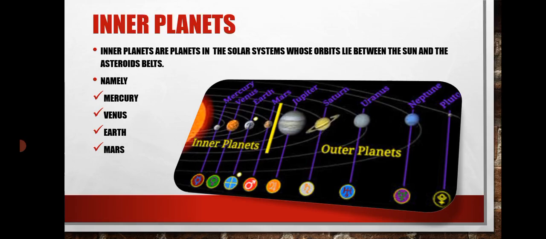So the inner planets, always we talk about inner planets. We are saying that there are planets in the solar system whose orbits, meaning the path on which they walk, lie between the sun and the asteroid belt. So take a look at the image that we have over here. You could see Mercury, Venus, Earth, and also Mars, inner planets.